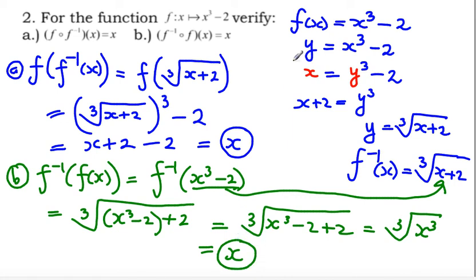So now we have verified that apparently when you do composition between function f and its inverse, then you will always end up with x. So you will just basically go back to the original number you begin with.